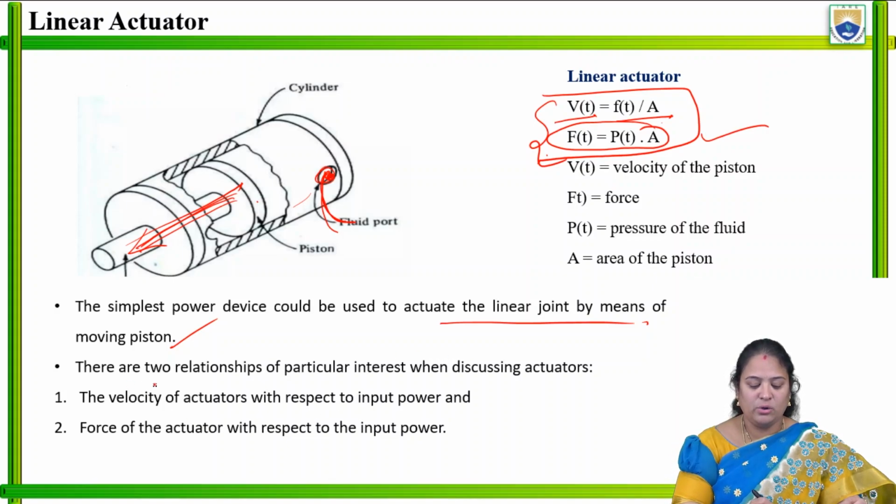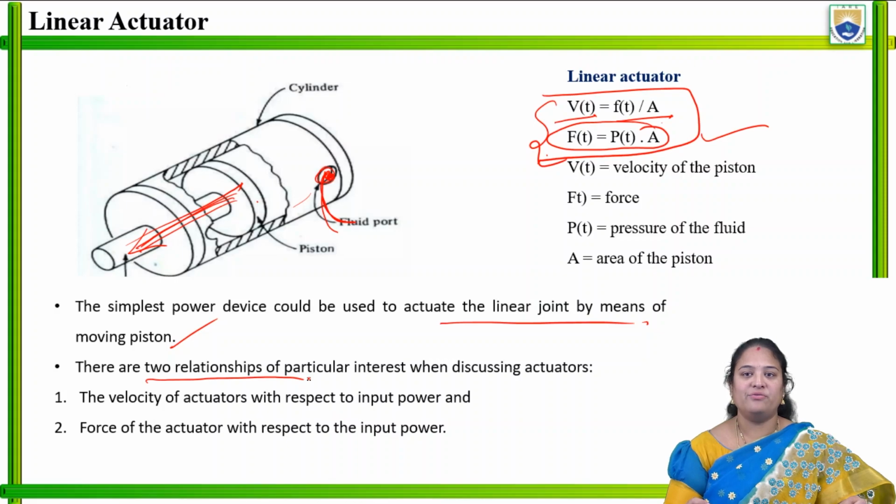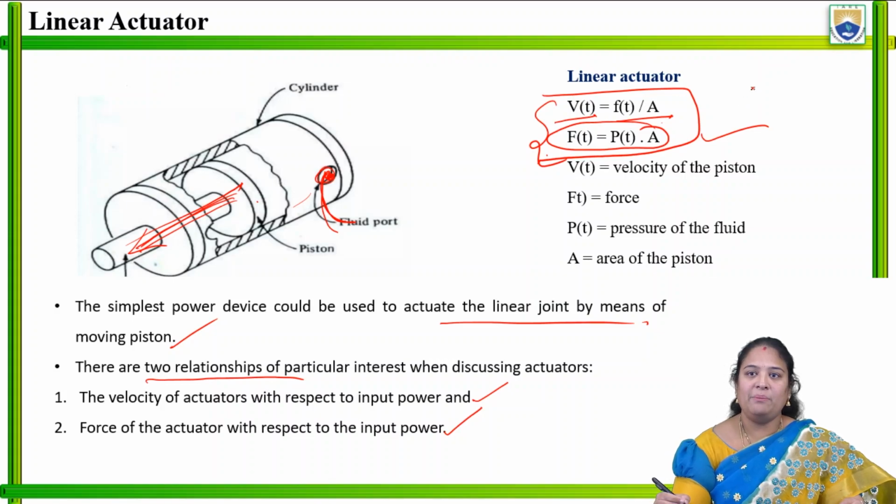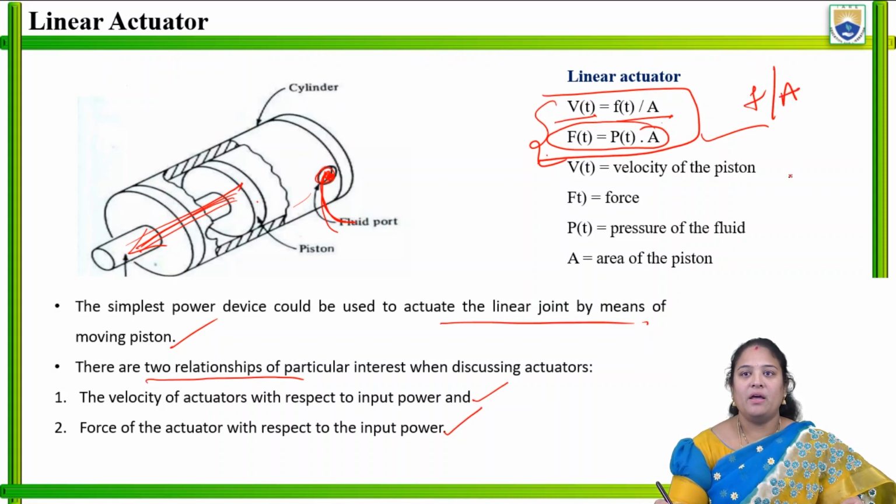So there are two relations of particular interest which can be discussed with this actuator: the velocity of the actuator with respect to the input power, and the force of the actuator with respect to the input power, as I have told you. So when you need to calculate the movement of the fluid, it can be done with the help of the velocity or the force. When considering velocity, it is calculated by force divided by area, and when considering force, it is calculated as pressure times area. Clear?